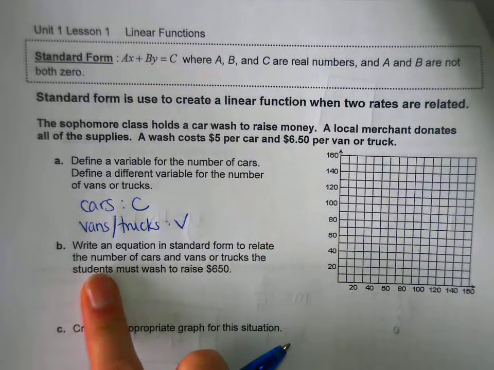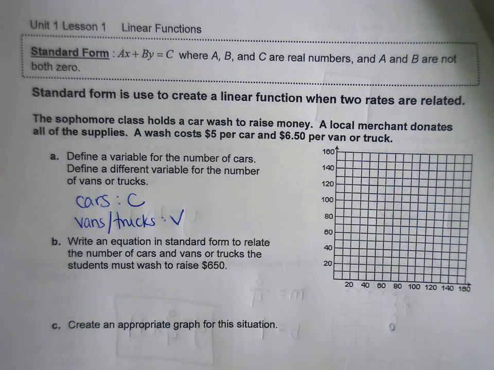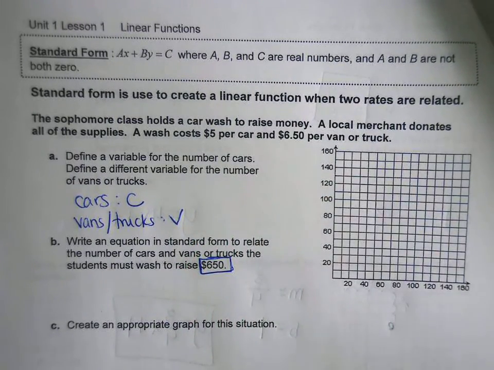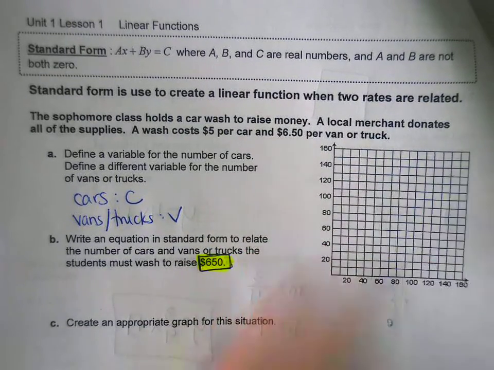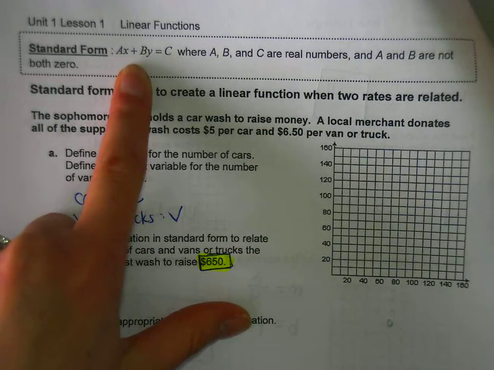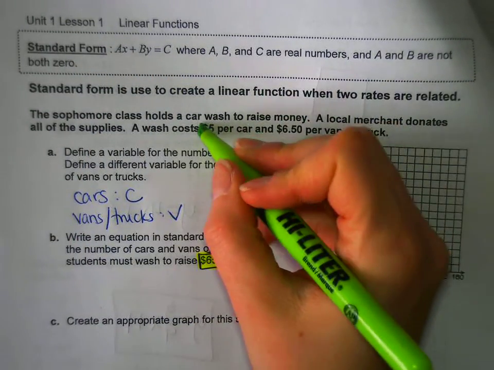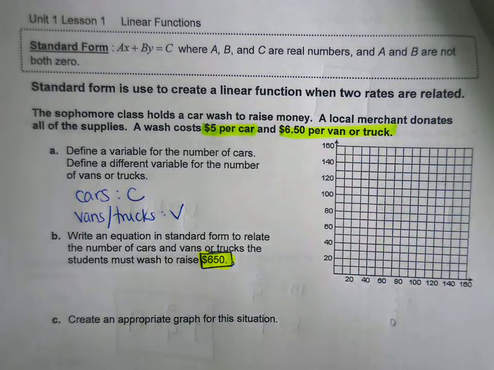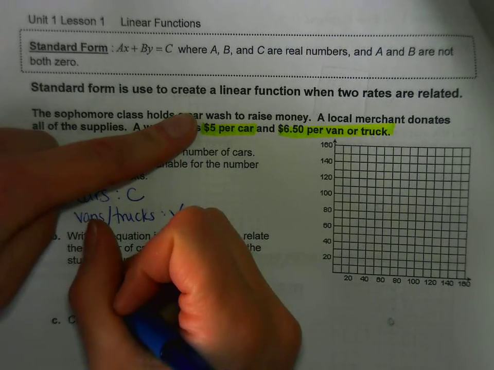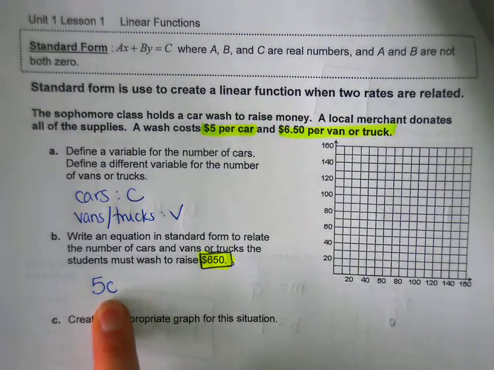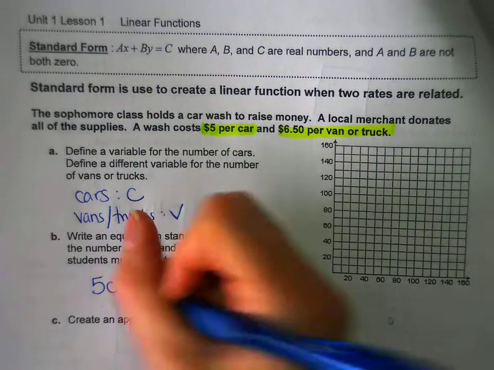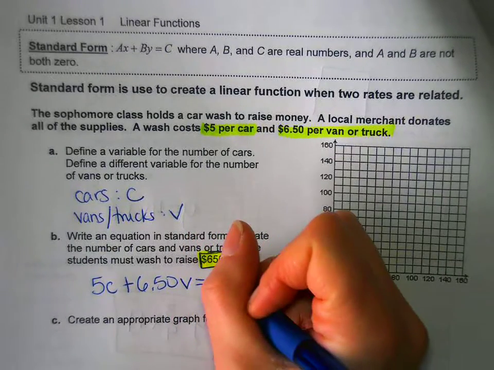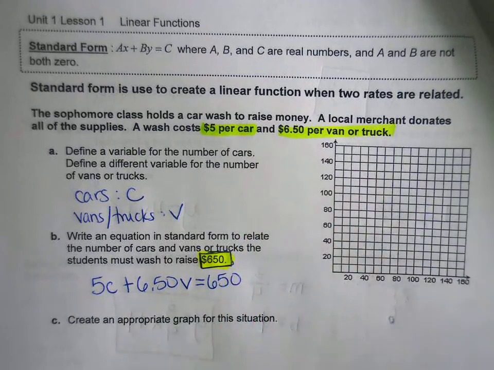We want to write an equation in standard form to relate the number of cars and vans or trucks the students must wash to raise $650. So that's their total goal, is $650. So I am needing my equation to be in this format. I'm dealing with the price of a car being $5 and the price of a van or truck being $6.50. So if I'm saying my C is my cars, I am going to charge someone $5 for every car that shows up. Plus, I'm going to be charging $6.50 for every van or truck that shows up, and I want to reach $650.